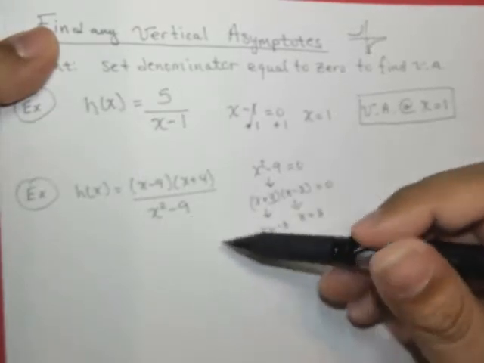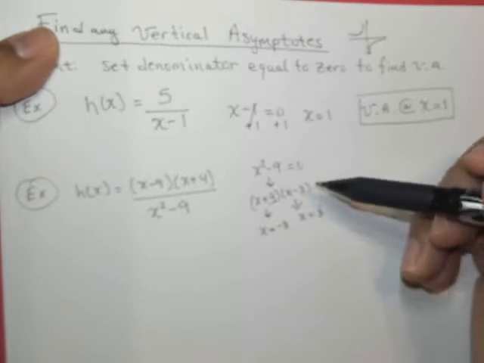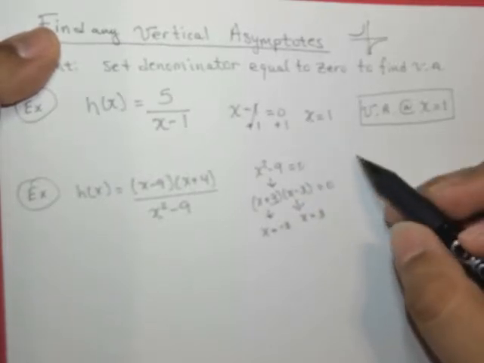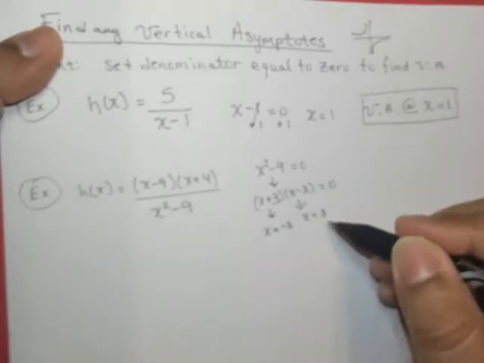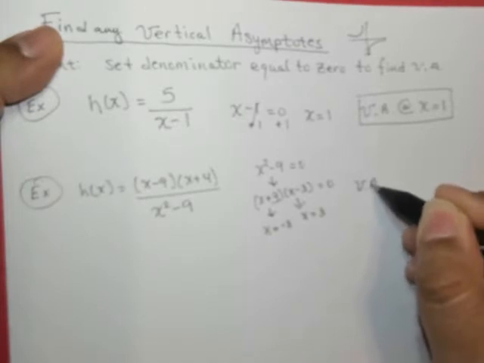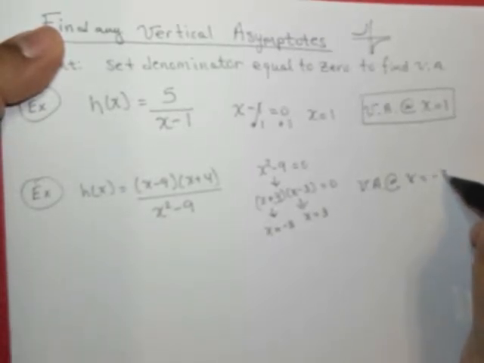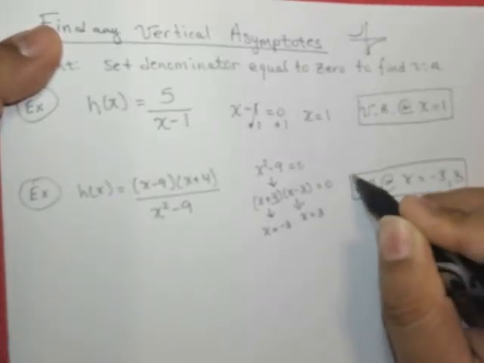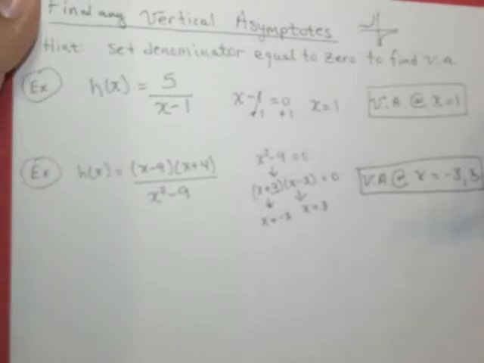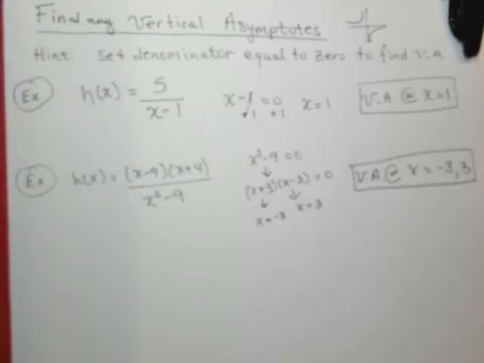So this one actually has two vertical asymptotes, and we simply write them out just like this. The vertical asymptotes are at x equals -3 and +3. So here's just a little bit of information on how to find vertical asymptotes of rational functions.